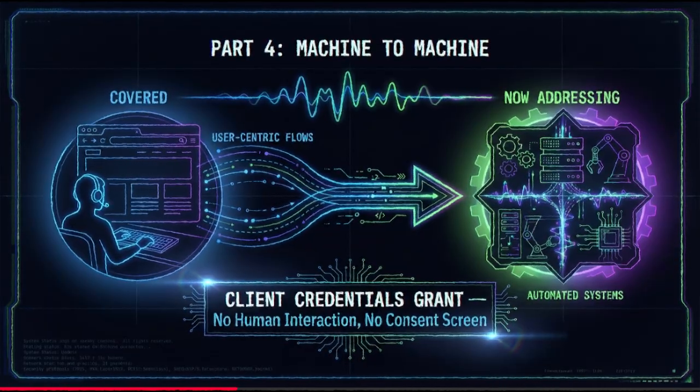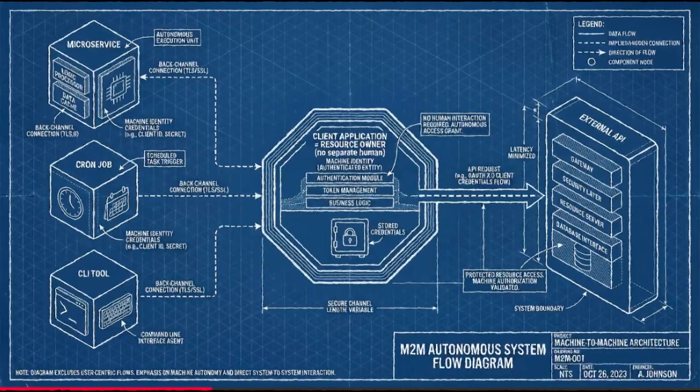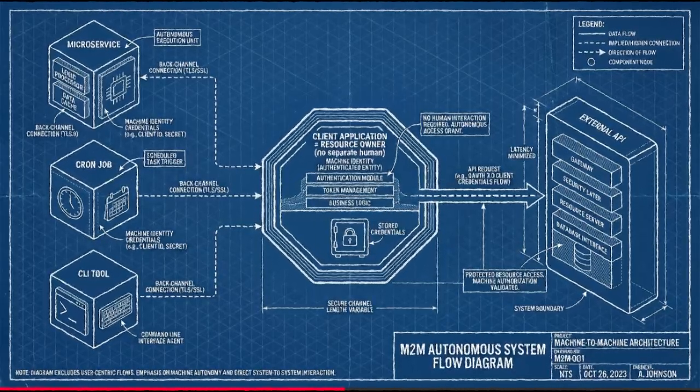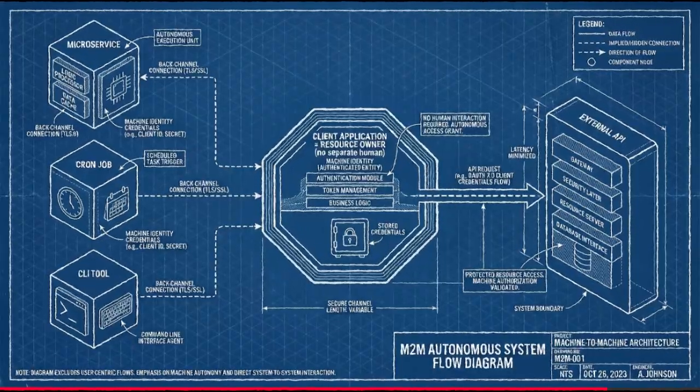We have covered user-centric flows, but we must address automated systems. The client credentials grant governs scenarios lacking human interaction. This flow is built explicitly for back-end microservices, automated cron jobs, and command-line interfaces communicating with external APIs. In this model, the client application acts autonomously as the resource owner.